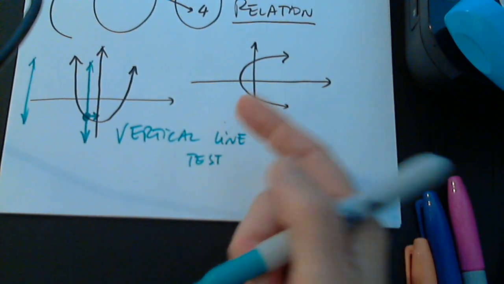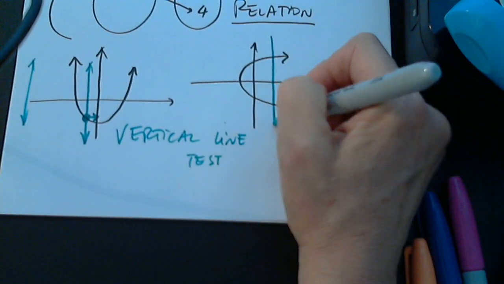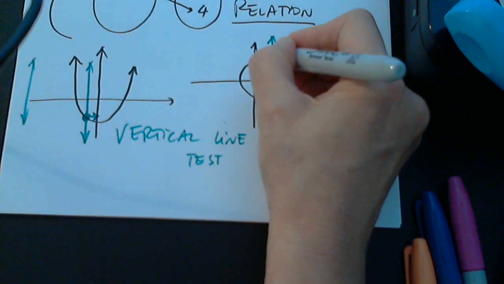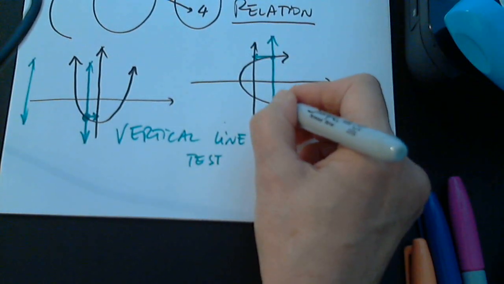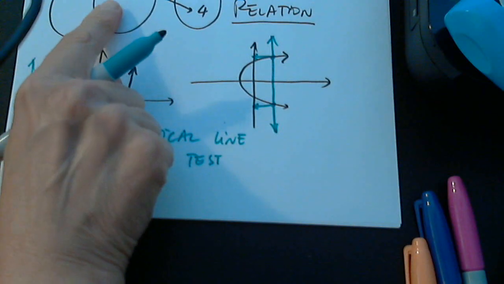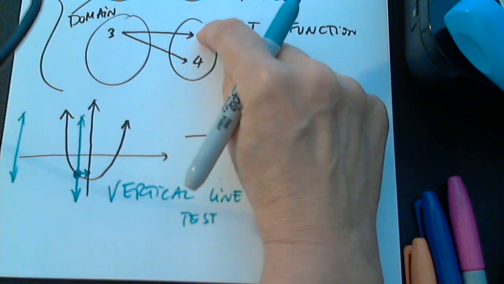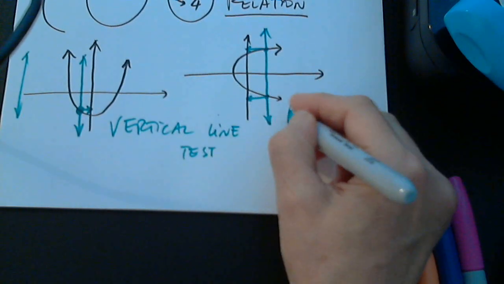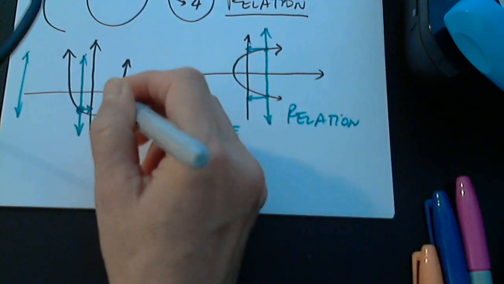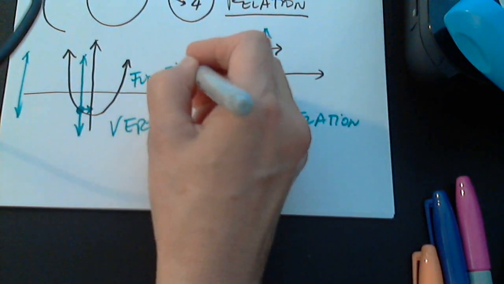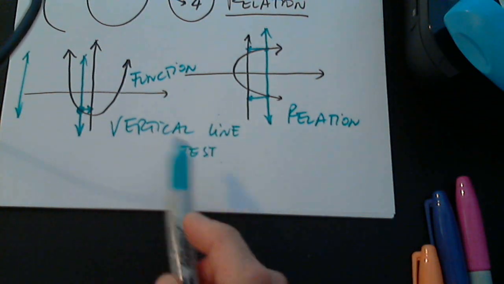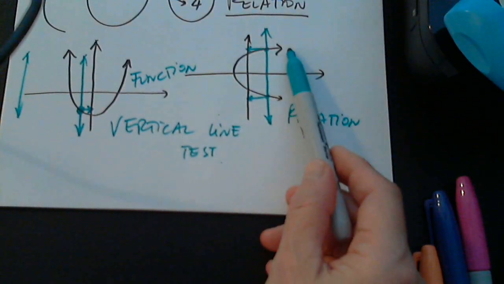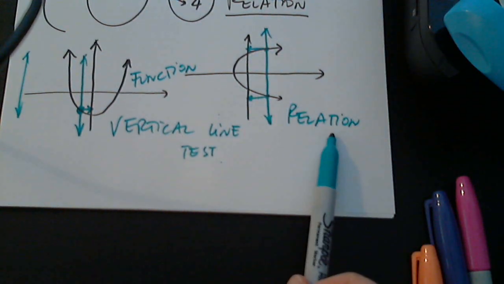Not the same thing here. Through the graph, it's sufficient to show that I drew one vertical line, and I was able to read two y values for that same x value. Therefore, this is a relation. This is a function. By the vertical line test, this graph represents the graph of a function. By the vertical line test, this graph represents the graph of a relation.